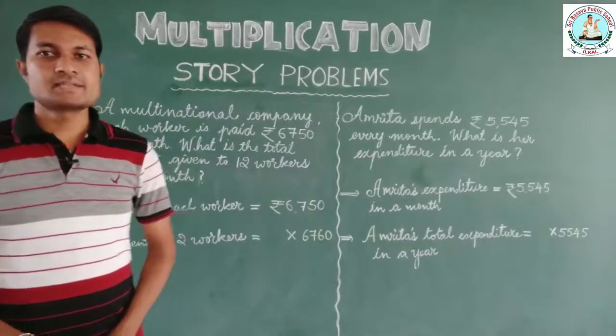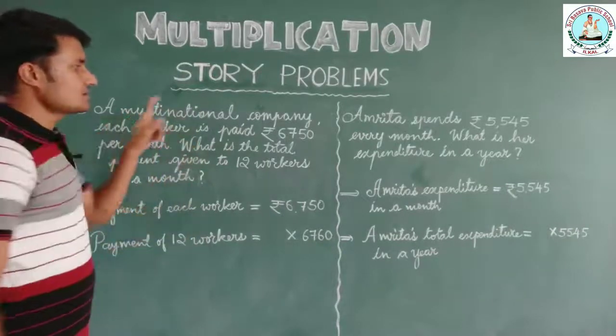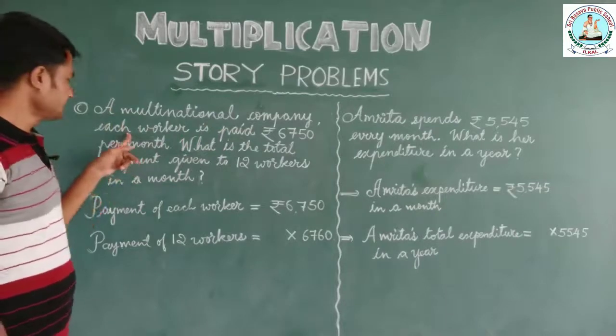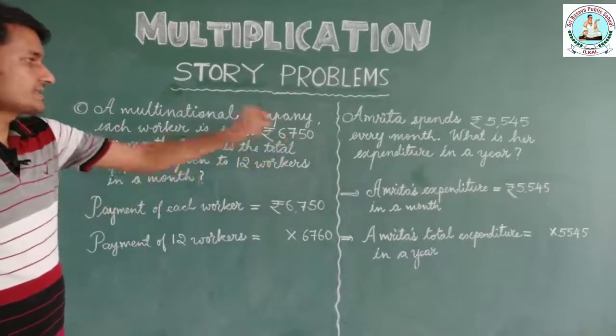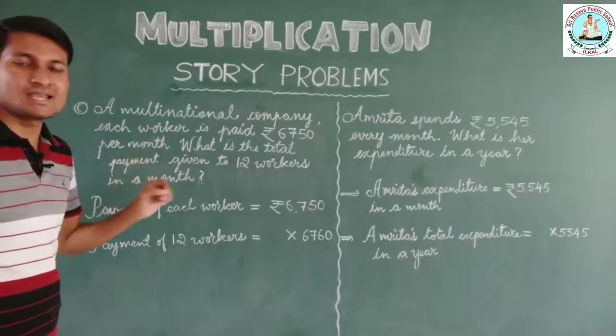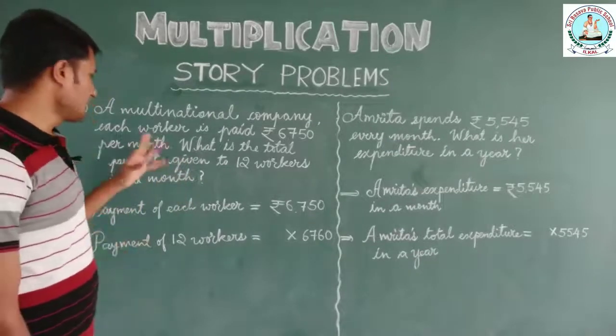Let us solve the next story problem that reads like, a multinational company. In a multinational company, each worker is paid rupees 6,750 per month. Means the salary of each worker in that multinational company per month is how much?